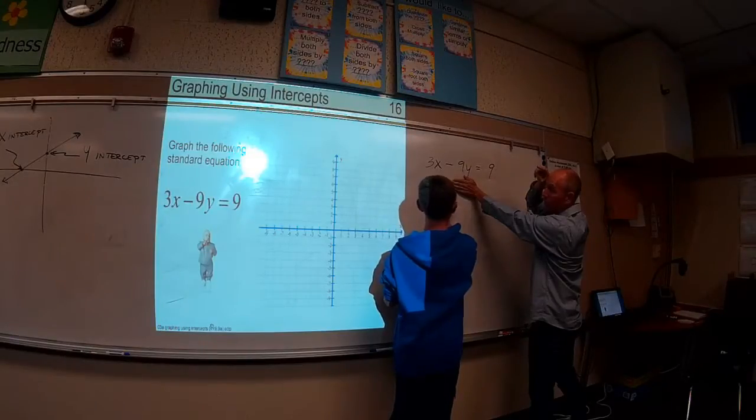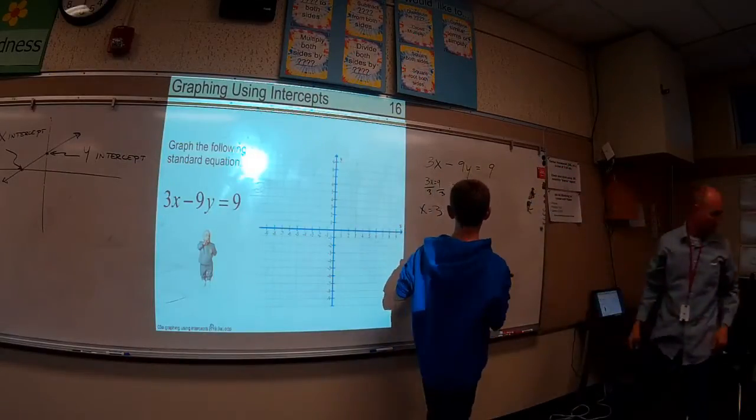So y equals 3. Yeah, that's 0. X equals 3. Then show me x equals 3. There we go, solving equations. Now you're ready to solve the other equation.